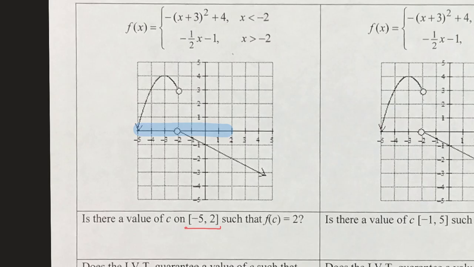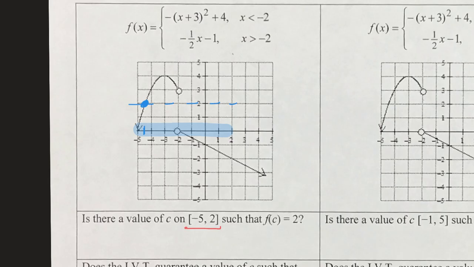Is there a value of c such that f of c equals 2? So let's draw in our horizontal line. Where is 2? 2 is right here. Does this horizontal line cross our graph anywhere? Yes, it does, right here.